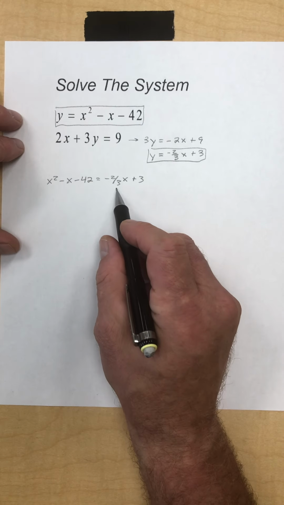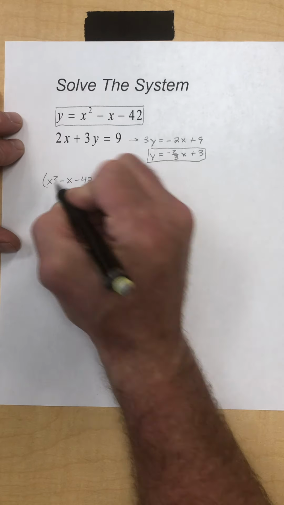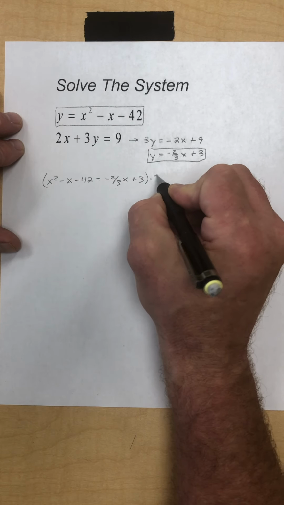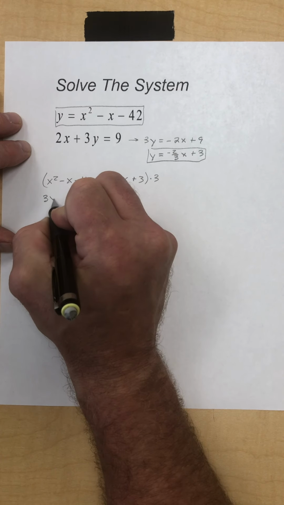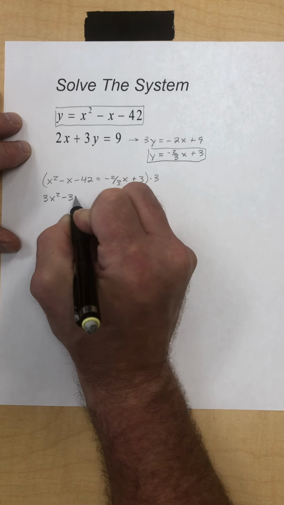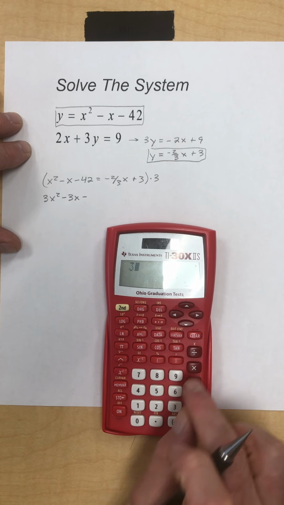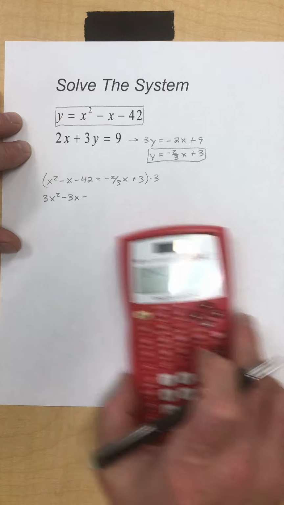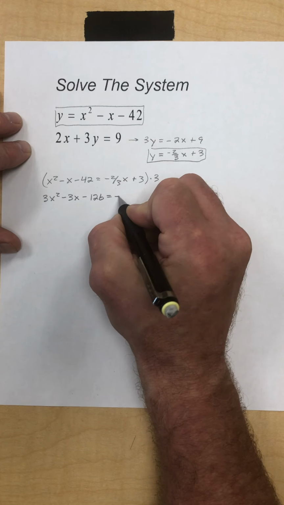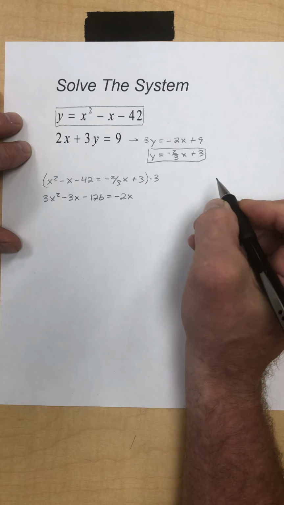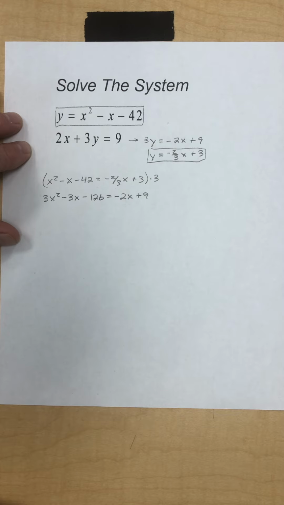Now, the last thing I want in there is a fraction. So I'm going to get rid of that fraction. If I multiply everything by 3, it'll make the fraction go away. So I get 3x squared minus 3x minus 3 times 42, 126, equals negative 2x plus 9. So we're in good shape there.